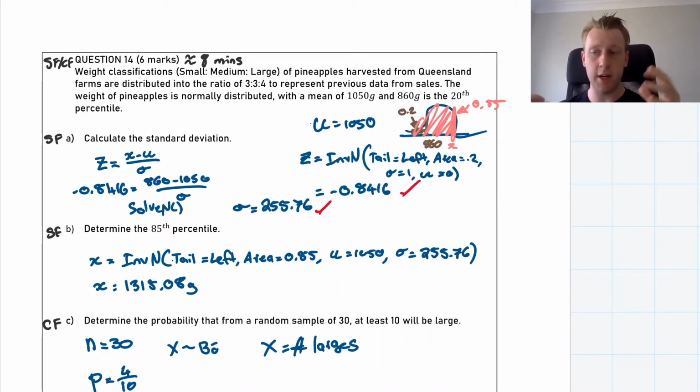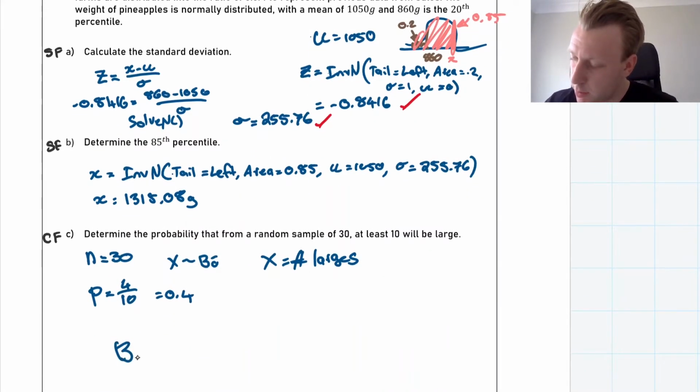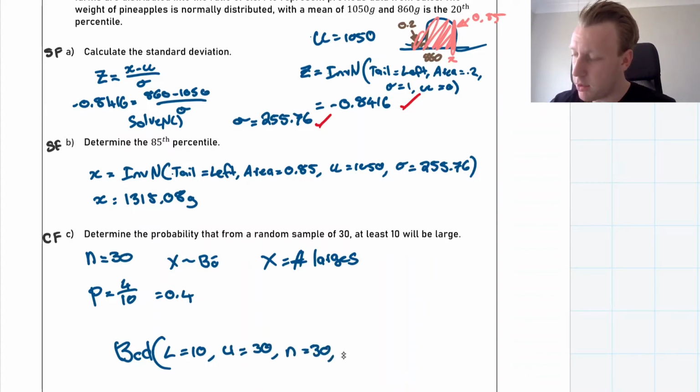So for every 10 pineapples, 4 of them are large. So the probability that you're going to randomly select a large one is 40%, 4 out of 10. So that is 0.4. Now, if I'm determining the probability that at least 10 will be large, that is cumulative probability, where your lower is equal to 10, your upper is equal to 30, your n is equal to 30, and your probability of success is 0.4.